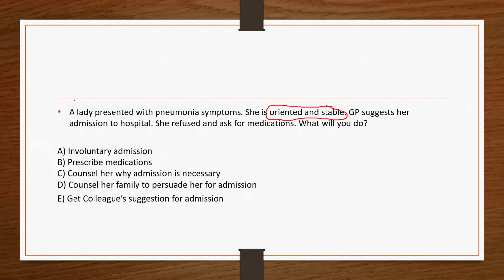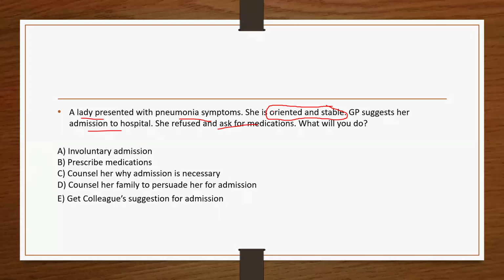Now let's see. We have a lady presented with pneumonia symptoms. She's oriented and stable. GP suggests her admission to hospital. She refused and asked for medication. What will you do? Now, this patient is oriented and stable, which means she can make her own decisions. So that's the thing that you gather from that.